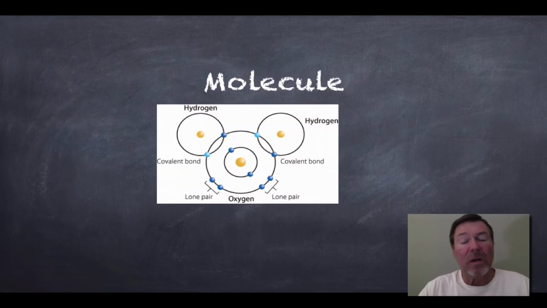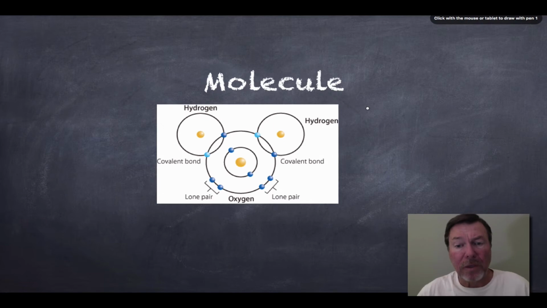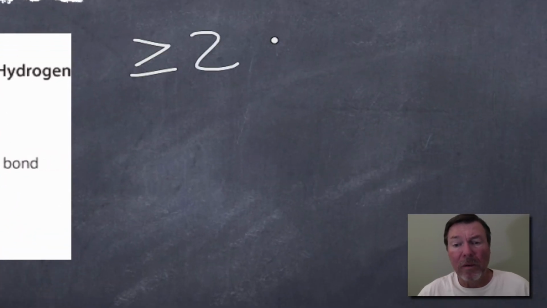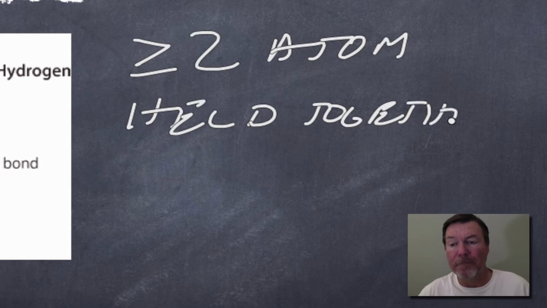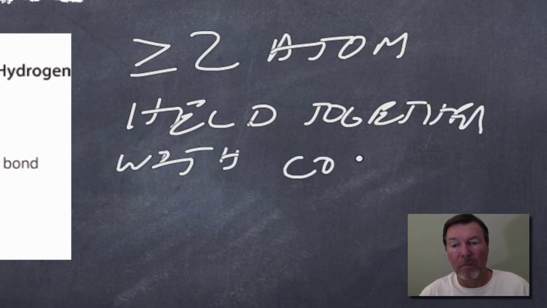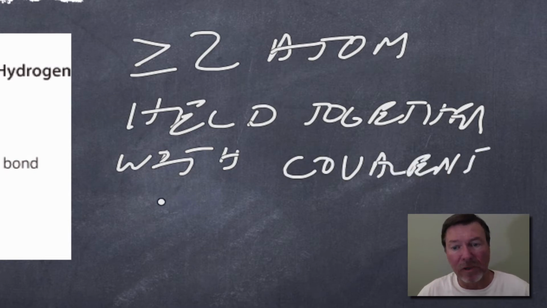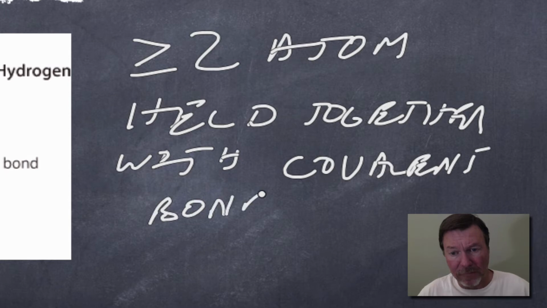The next mixture we're going to talk about are molecules. Molecules are two or more atoms held together with covalent bonds. So they're molecules where the atoms are sharing the electrons.